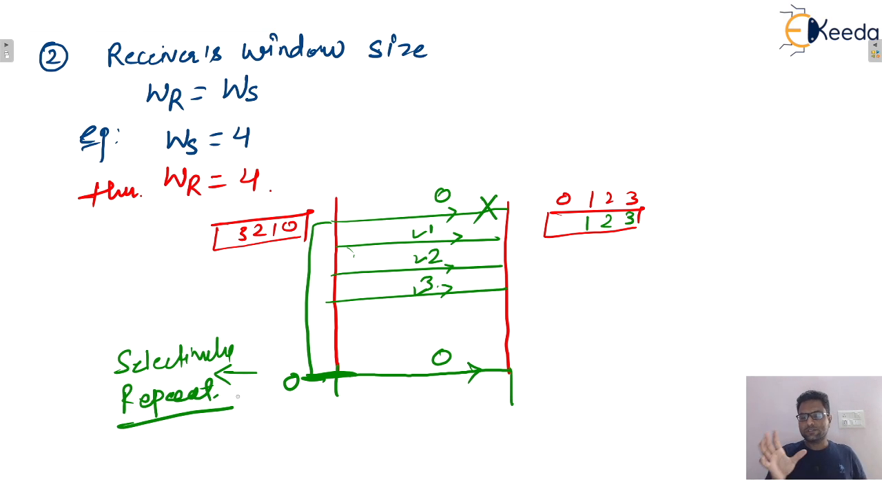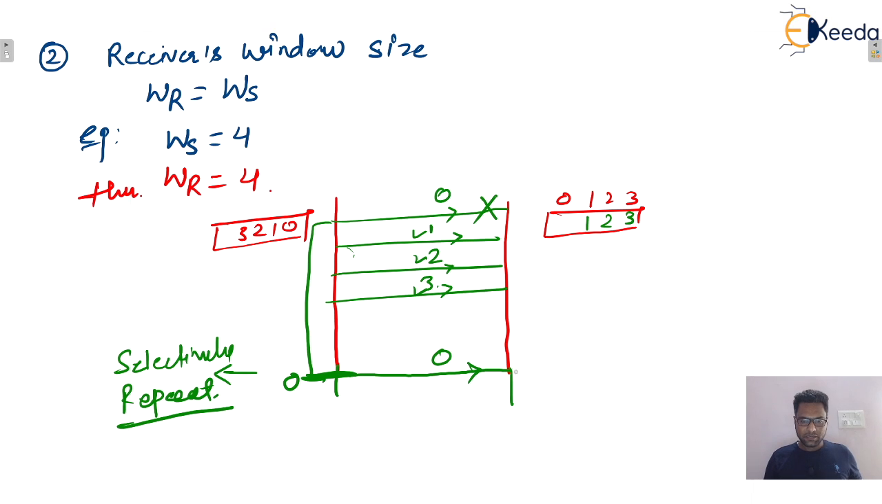And how is it possible? Because here the receiver window size is more, while in go back N the receiver window size was fixed, that is 1. Because of that, in go back N it is not possible that only the lost packet is retransmitted. So the entire window is transmitted in case of go back N, while in case of selective repeat only the packets which get lost are retransmitted.